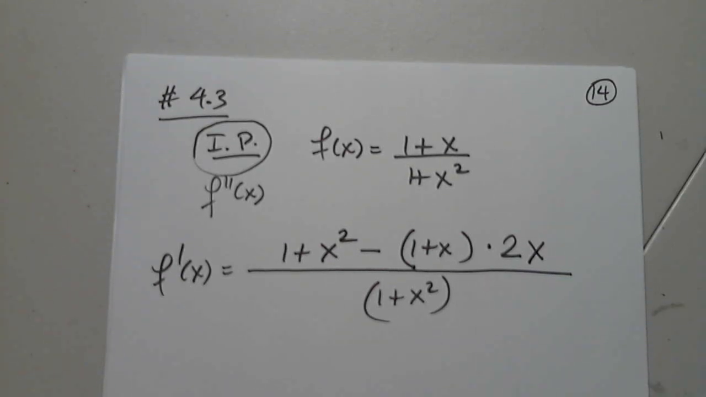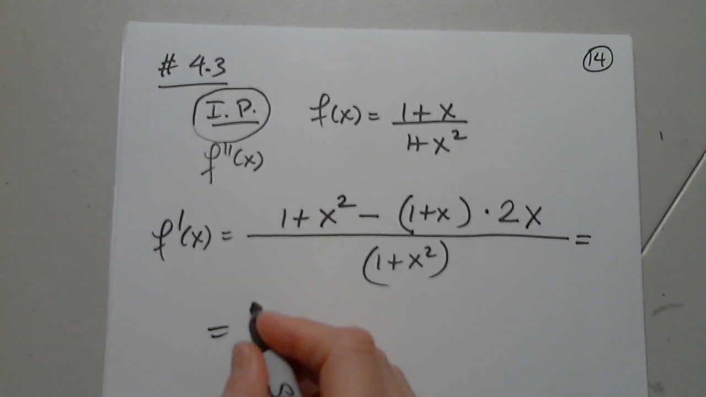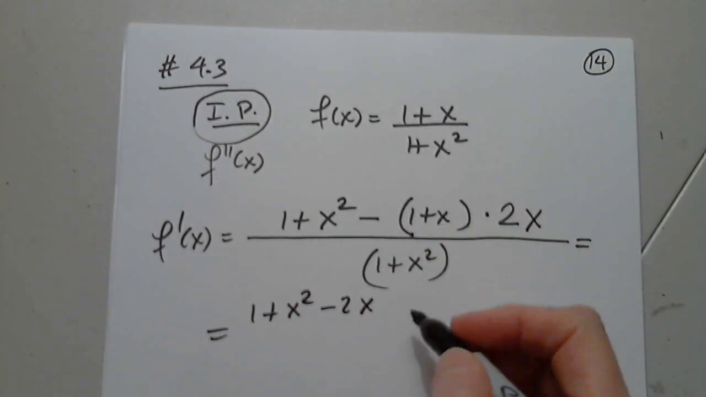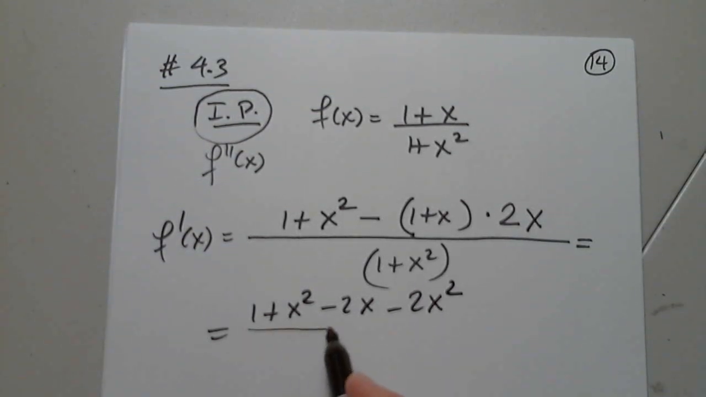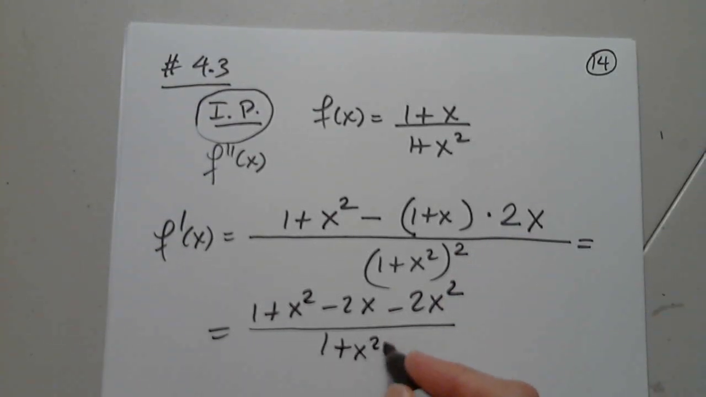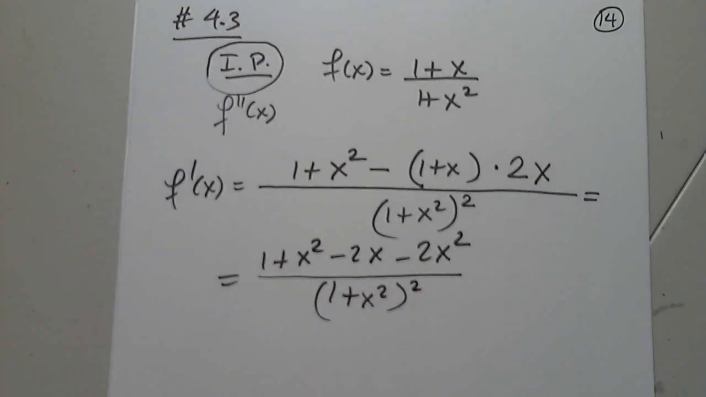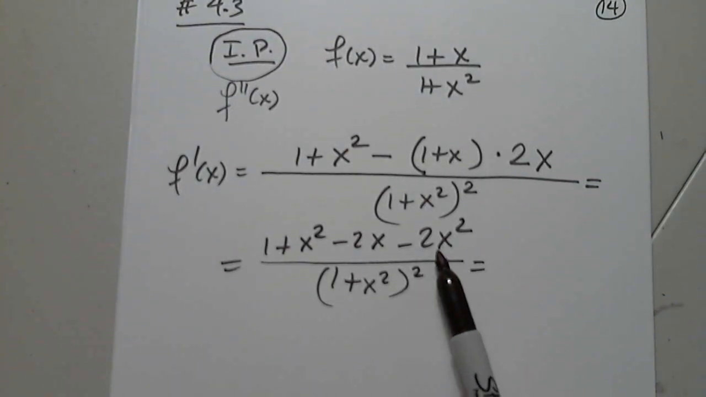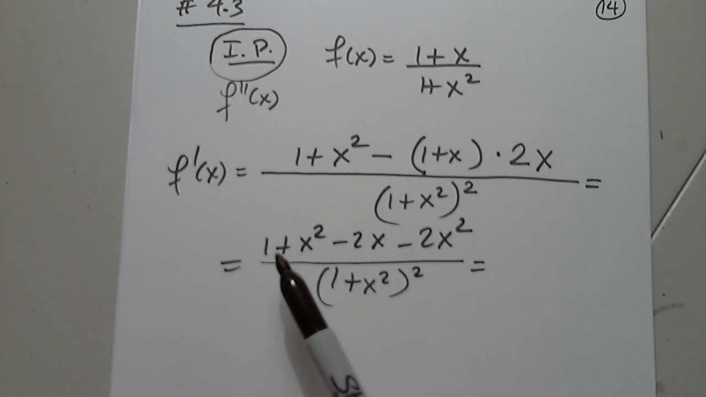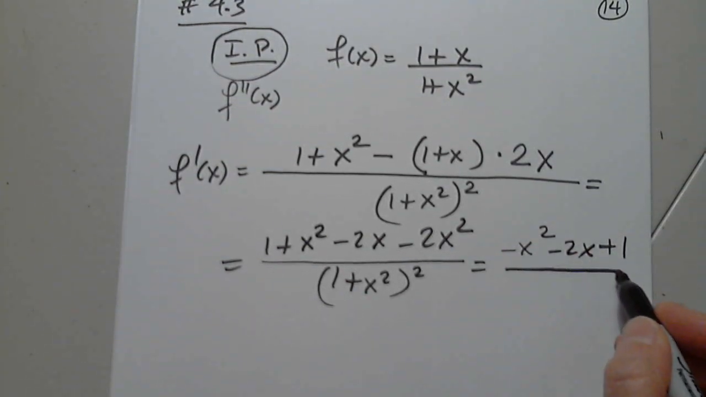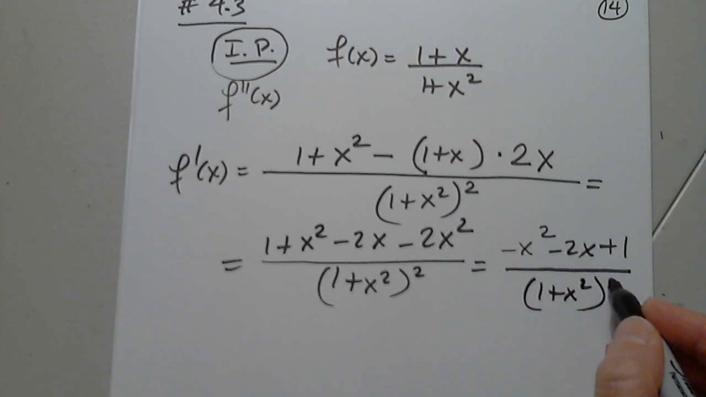So I have to distribute. So 1 plus x squared minus 2x minus 2x squared over 1 plus x squared, squared. I said squared, but I didn't put it. Okay. So now, negative 2x squared plus x squared is negative x squared. Negative 2x and positive 1. 1 plus x squared squared.